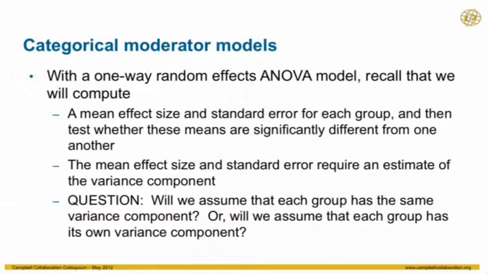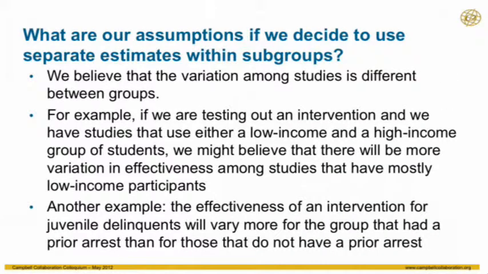All right, so if we decide to use separate estimates of the variance component for each of the subgroups, we're going to believe that the variation among the studies is different between each of those groups. Okay, so it's larger or smaller depending on which subgroup you're in. As an example, we might be testing an intervention of studies that use low and high income students, and we might have good reason to believe that there's going to be greater variation in the effectiveness of this intervention, or the effect sizes, for the low income groups, right? The low income sets of studies compared to the high income.